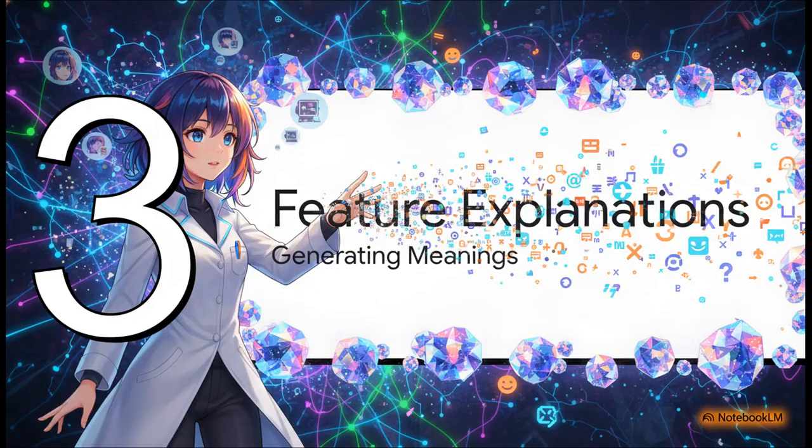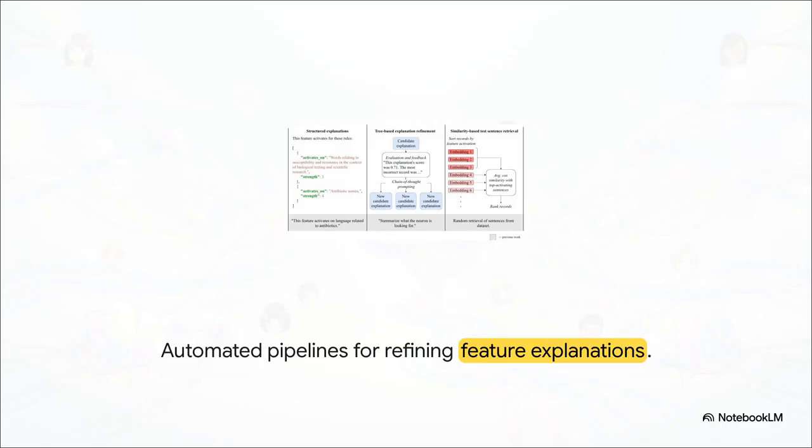All right, Section 3. Generating feature explanations. So, let's say we've successfully trained an SAE. Awesome. But now we might be staring at tens of millions of these sparse features. The next massive engineering headache? Figuring out what each of those isolated features actually means. Manual labeling at that scale is obviously impossible.